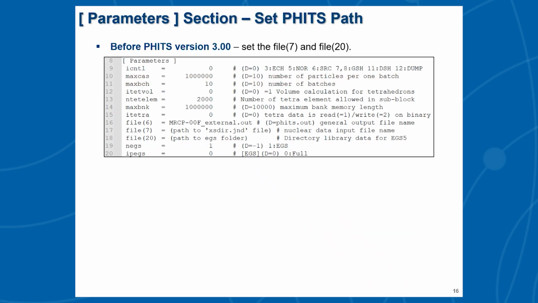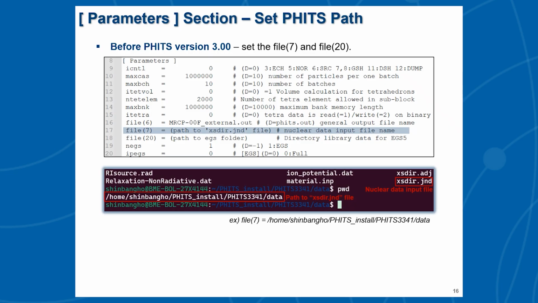The next parameter is file parameters in line 17 and 18. These parameters are to specify the physics library. You can set these parameters depending on which version you use. Before FEATS version 3.00, manual FEATS cross-section data setting was required.